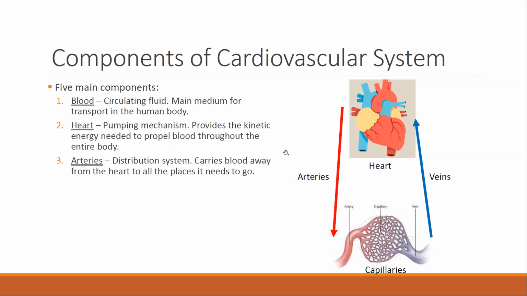Next we have the arteries. Your arteries are a type of blood vessel. In this figure, I have arteries as an arrow going away from the heart. The arteries serve the purpose of distributing the blood to where it needs to go. All the blood in your body, at some point, passes through the heart. From the heart, it gets the kinetic energy it needs, and then from there, it distributes to the rest of your body.